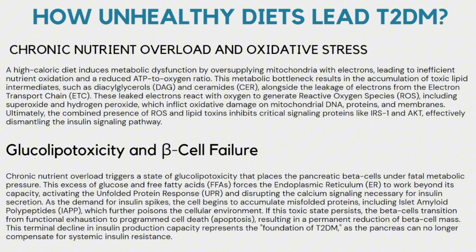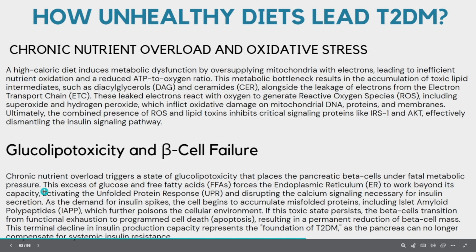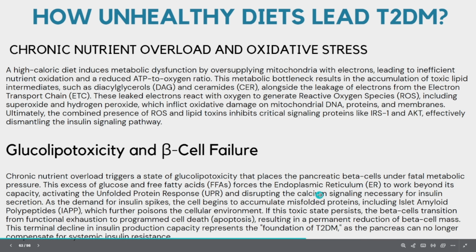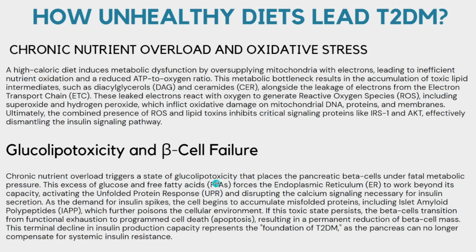So meaning that your beta cell is actually in a toxic environment. You will release many free fatty acids and force your pancreas to work beyond its capacity, activating the unfolded protein response and disrupting the calcium signaling pathway necessary for insulin secretion. As I mentioned before, for the pancreas to secrete insulin, there is a calcium signaling pathway. Calcium is very important, but due to the FFA, you already disrupt the calcium signaling pathway. So yeah, you cannot secrete the insulin.